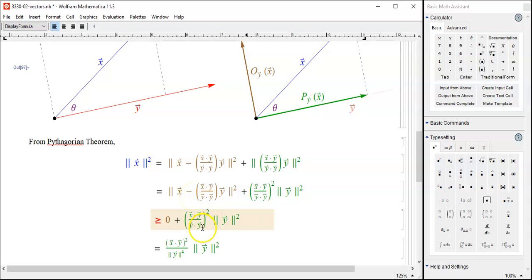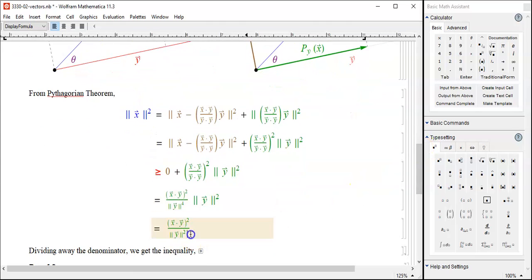Alright, now what do we have? This is x dot y squared, so that goes to the numerator here. And down here, y dot y and then squared again. That's the norm of y to the fourth power. You see, y dot y is already second power. Square again, we have fourth power. So we have cancellation. Fourth power down here, second power up here. So second power down there.